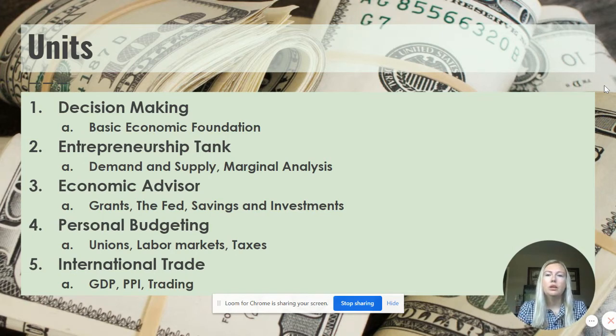We model what it's like to be an economist, an economic advisor who is providing feedback and analysis of how the economy is doing. We will also bring in the concepts of savings and investments at this time. We will also be covering personal budgeting and ending the year with international trade.